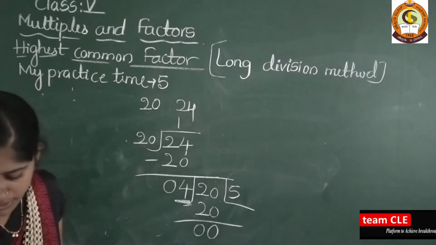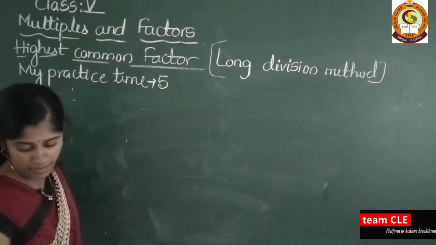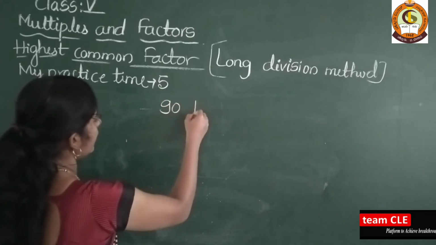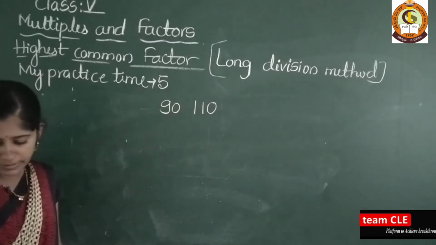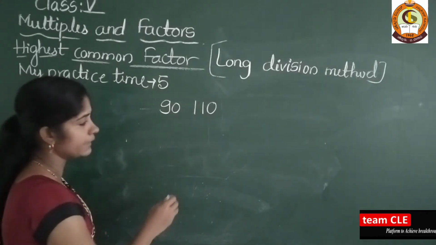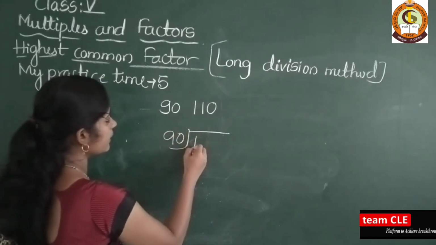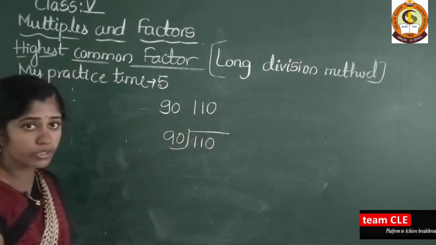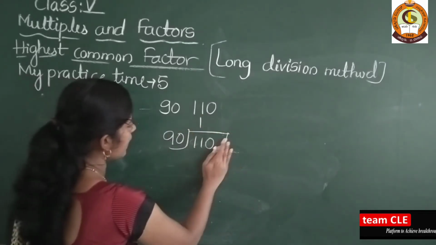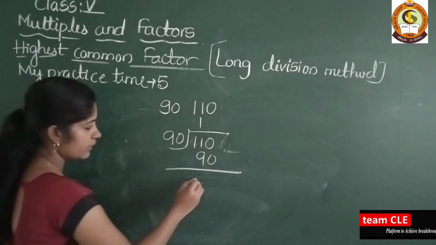Okay, dear students, I will take one more example from my practice time for you, and that is 90 and 110. Then among these, just see which one is the greater number. Here you write 90 and here you write 110. Okay, so here I will divide. 90 1s are 90. 110 minus 90 is 20.